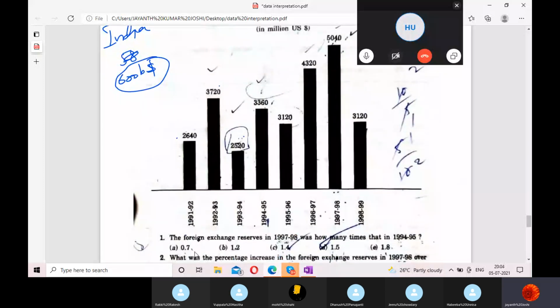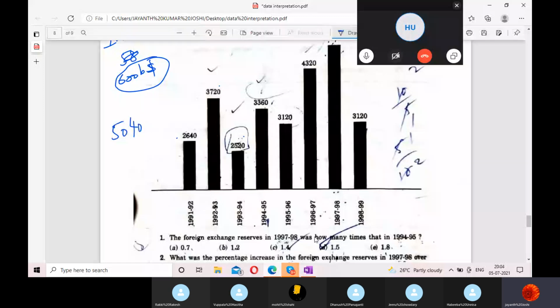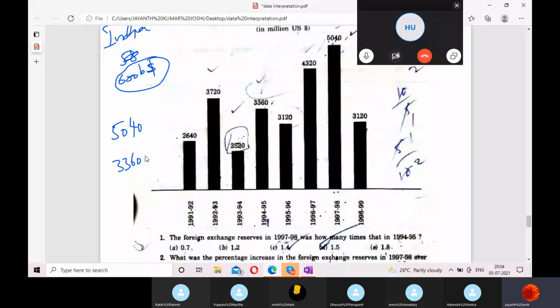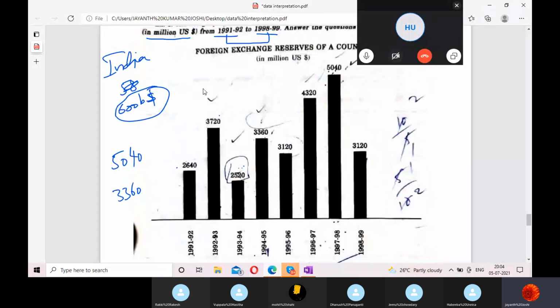So the first question: the foreign exchange reserves in 1997-98, which is 5040, was how many times that in 1994-95? So this is 3360. How to answer such kind of questions? First, you do one thing. If you divide it, you can get the answers. I am telling you how to go.